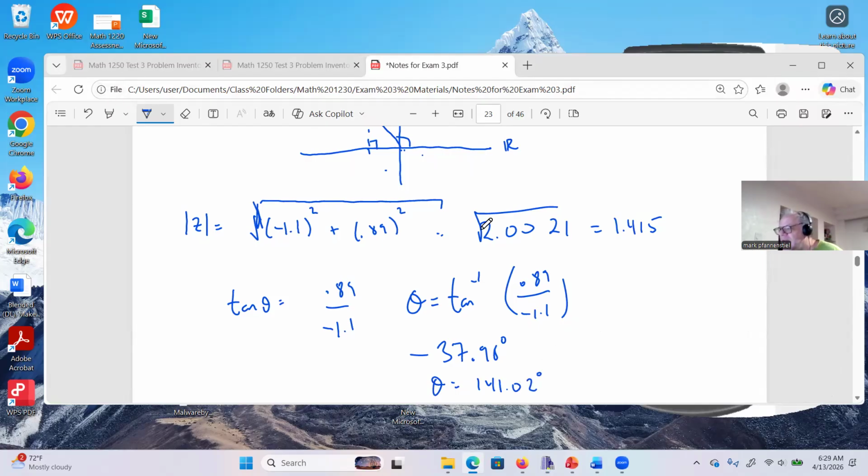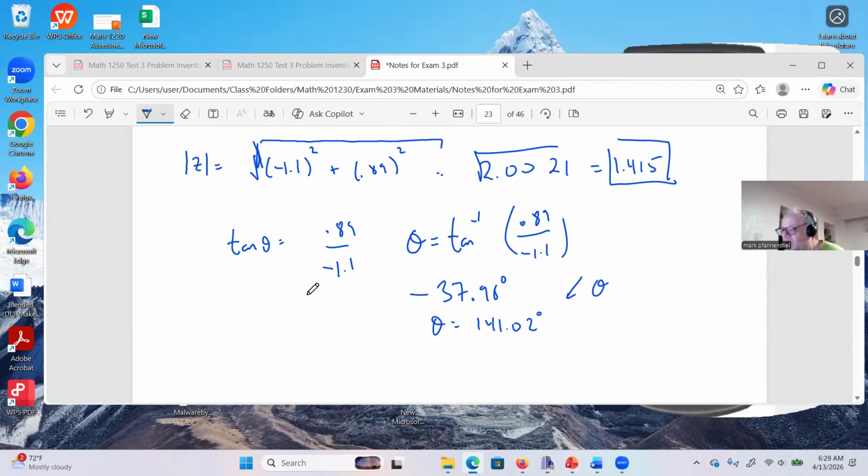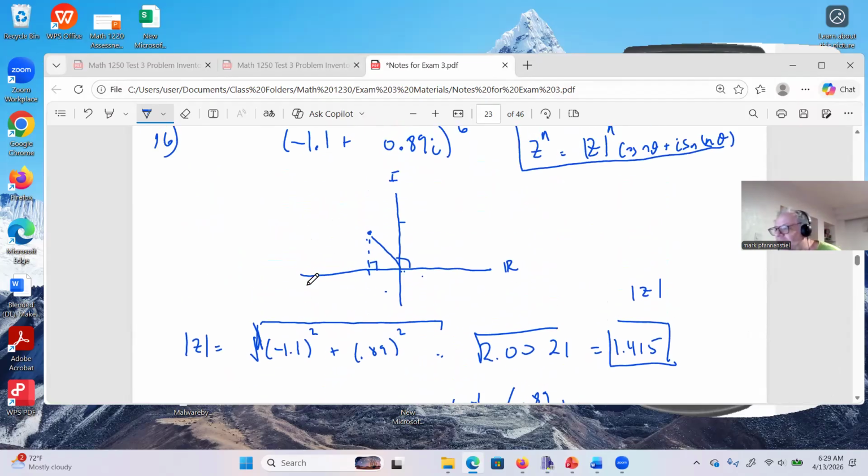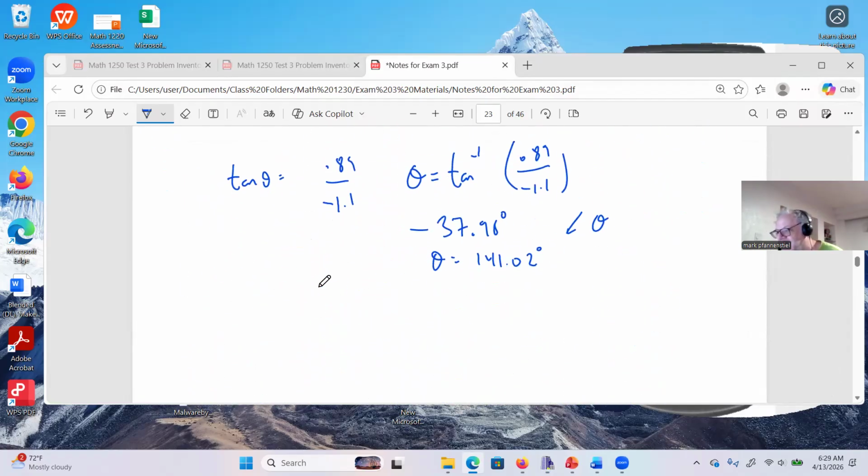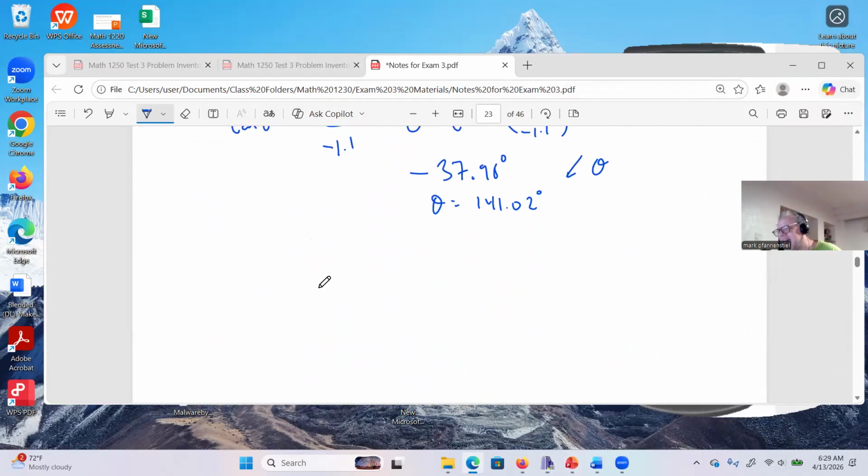All right. Now we have our modulus. Okay, sitting right here, 1.415. This is the absolute value of z. This is my theta. All right. And in order to take this thing to the sixth power, I don't want you to multiply this out, like FOIL this out 6 times. Like that's insane. So I want you to be clever.